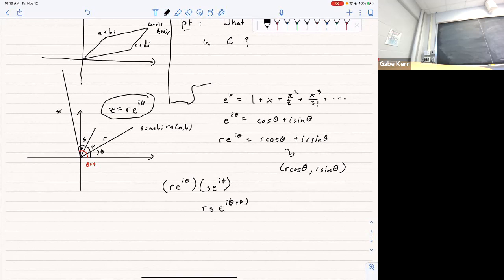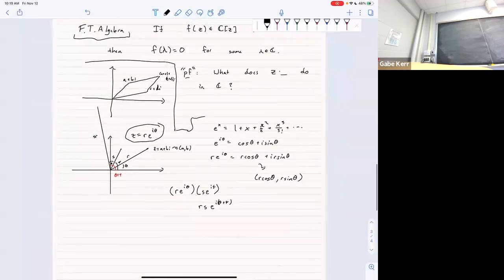Why am I talking about this? Let me tell you why. I wanted to prove the fundamental theorem of algebra. If you look at a polynomial, it's z to the n plus other stuff. When you get really far from the origin, big in norm, this polynomial looks a lot like just z to the n, because the other terms are much lower order.